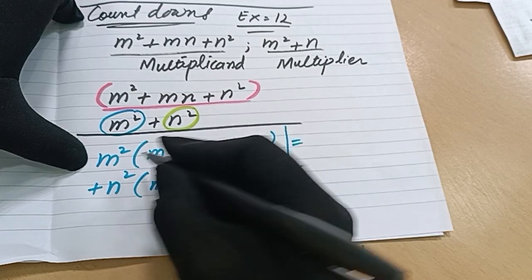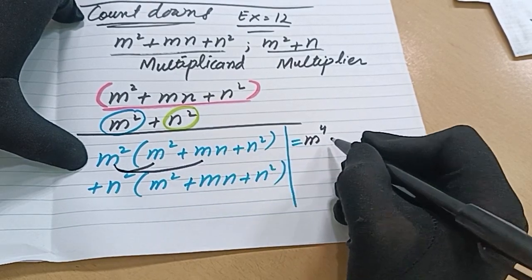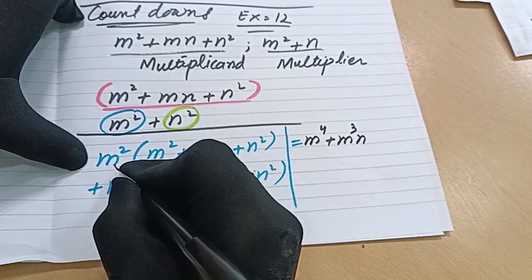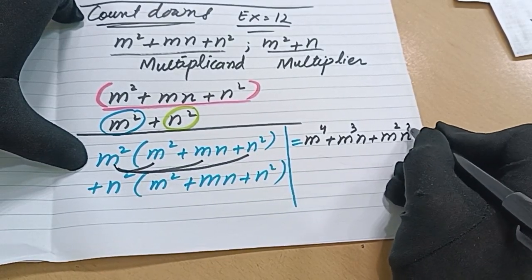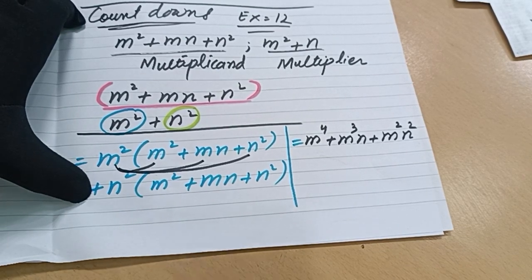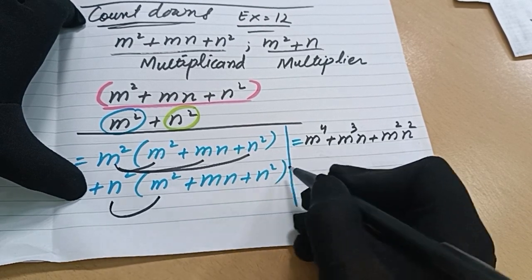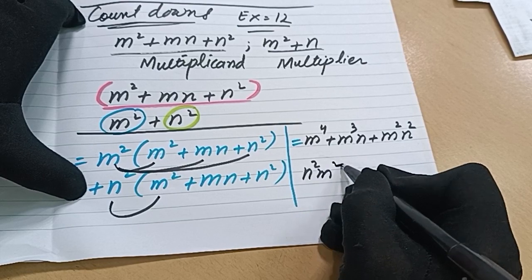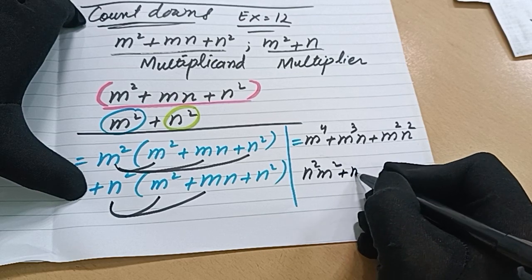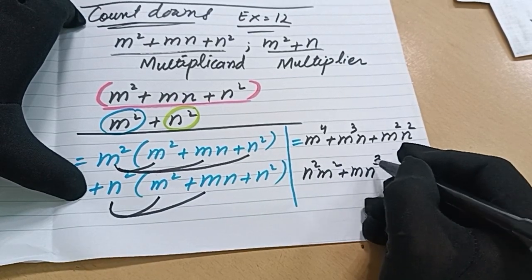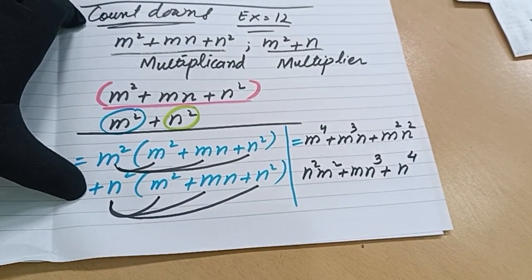m square times m square, because the base is the same, gives m4, then this to the next term plus m3n, and then this to the third term, m square n will become m square n square. Okay, start with this one. Because the positive sign is there, all signs will remain the same. n square times m square, then n square times mn, so it will become m, n2 and n1, n3 power. Then n square times n square, that is n power 4.